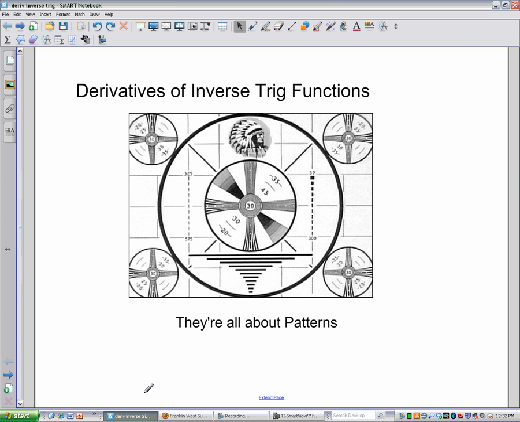So, derivatives of the inverse trig functions. And you probably don't recognize this.